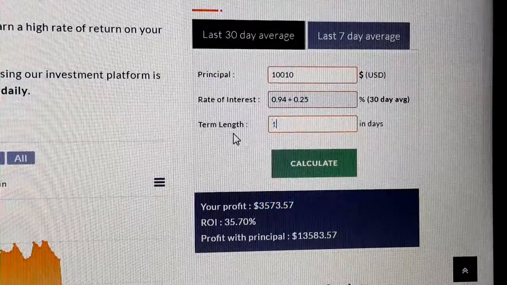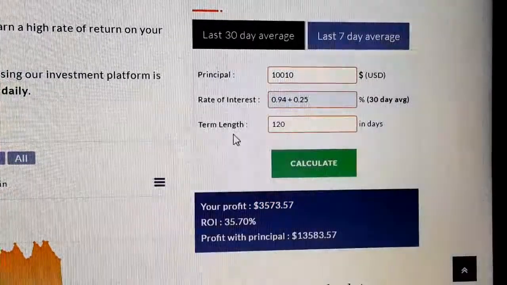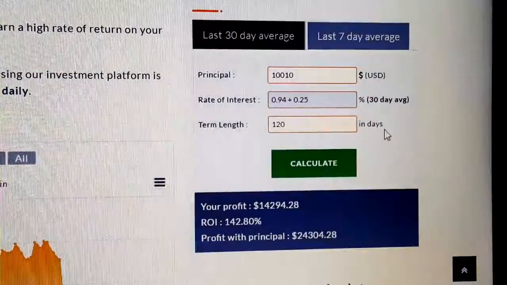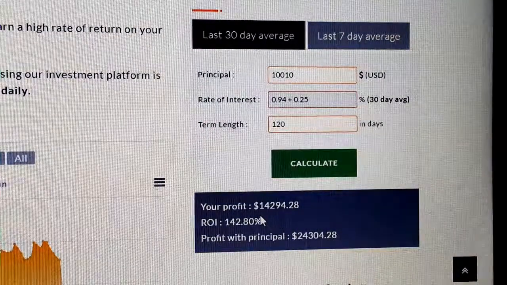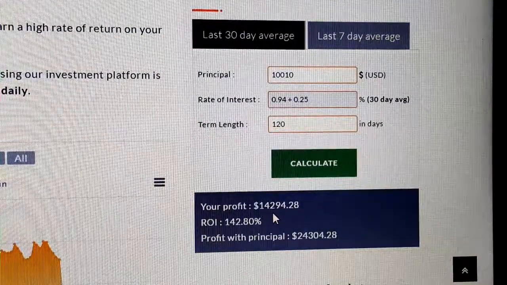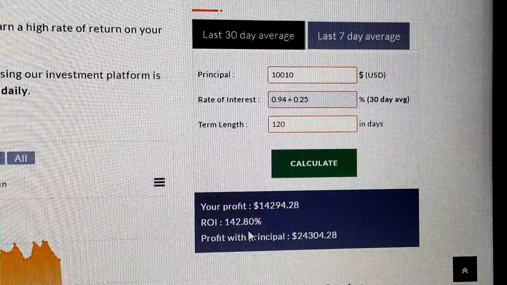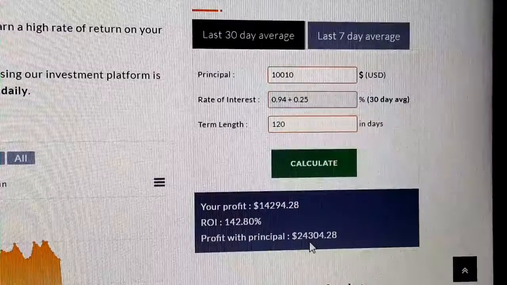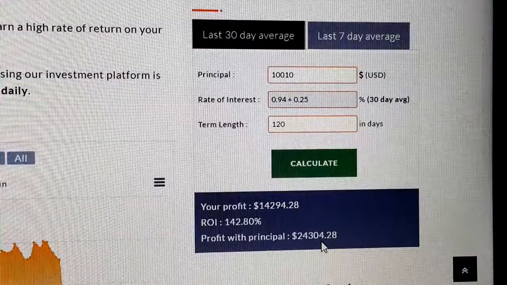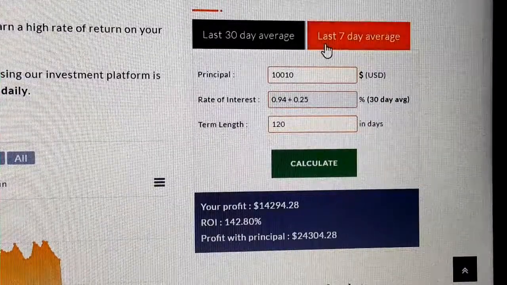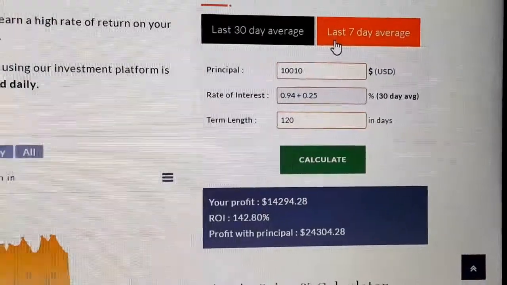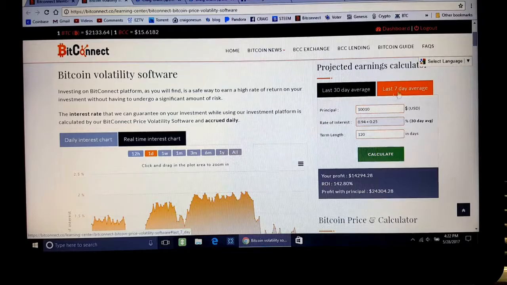So now let's put in 120 days. How much would you end up with based on the last 30 days of interest? $14,000 is what you would have earned, right? 142% ROI, and you end up getting back $24,000 from a $10,000 loan. So that's great, but of course the minimum is $100. You can do $100, $1,000. Well, we already saw that, right?